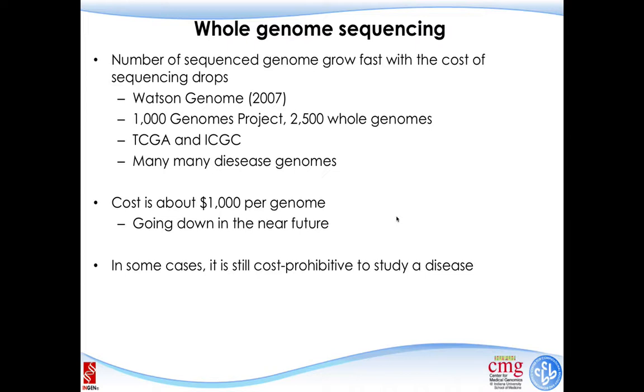The cost now is about $1,000 per genome, and hopefully it will go down in the future. But even with this number, in some cases, it's still cost prohibitive to study a disease. Because $1,000 per sample adds up pretty quickly. If you need 10,000 patients, that soon becomes a $10 million project, which is still expensive.